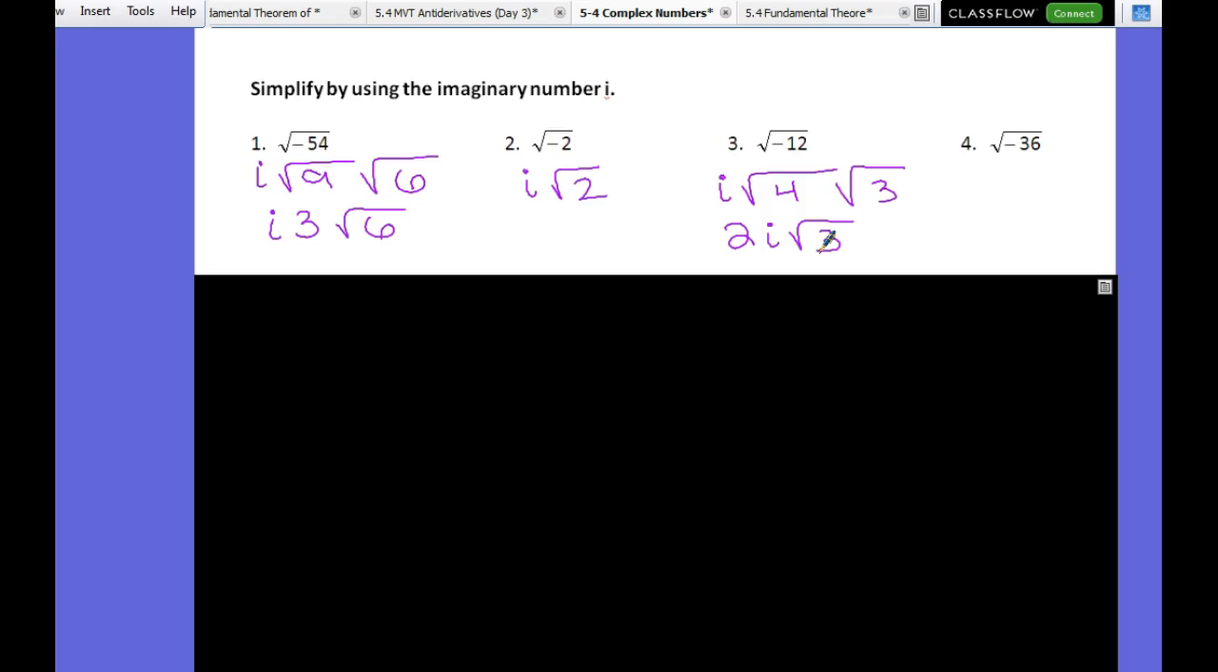Okay, bring out the i in the last example, and you're left with the square root of 36, but we know the square root of 36 is a perfect square. So when you have a perfect square, your square root goes away, even with an i. So square root of 36 becomes 6, so you have 6i. Good?